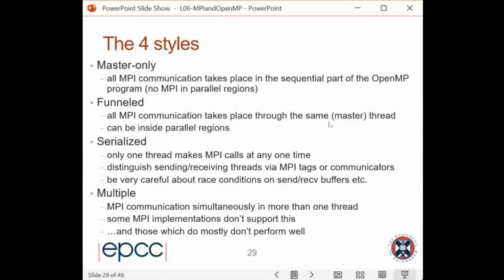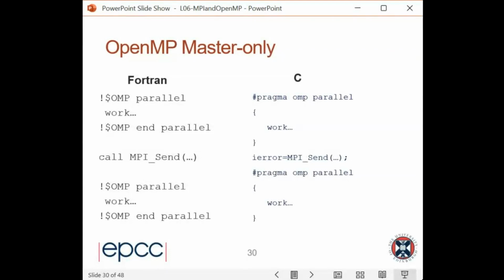And I will just outline the master style. I think it's now probably called something different than master because of unfortunate terminology. So basically, it's really quite simple. You have an MPI program in C or Fortran where you have work, communications, and work, you speed up the work with OpenMP, but you leave the communications absolutely untouched.